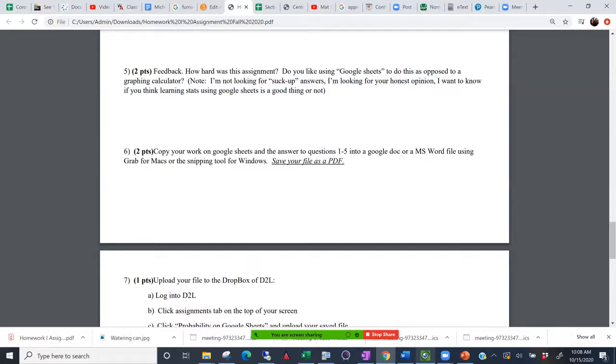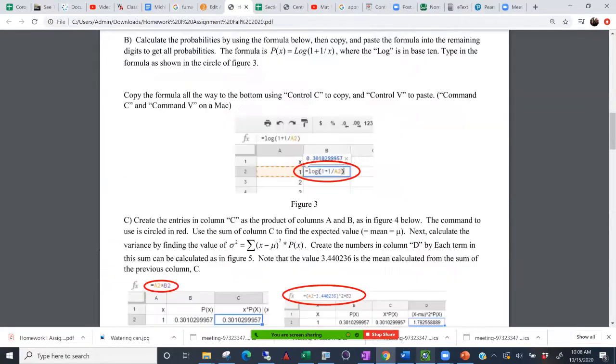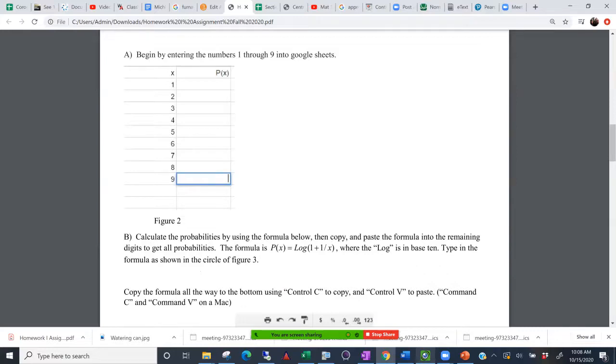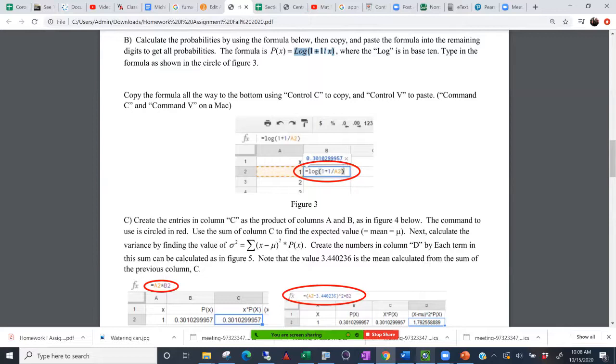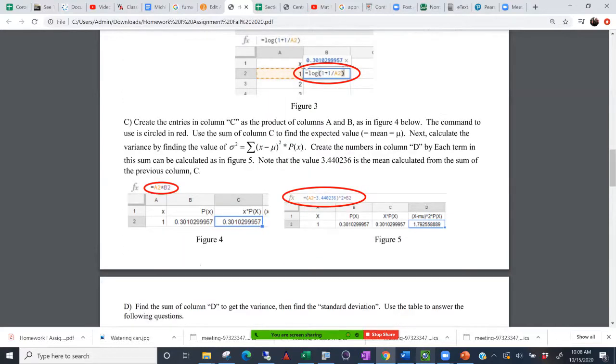If there are some questions on this, let me know. I did try and model for you the commands that you're going to use. Like to get the probabilities, you're just going to type in this: log of 1 plus 1 over x. This is going to give you your probability column right there. And then you copy those probabilities down, find the mean, find the standard deviation, etc.